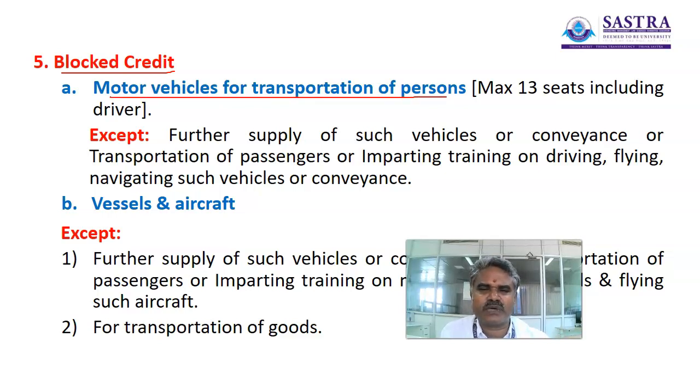Motor vehicle for transportation of persons, maximum 13 seaters including driver. You are running an institution or industry. In your industry, the administrative office is in one place and the site is in another place. For commuting between these two, you operate a van. The seating capacity of the van is more than 13 seats. Now you are not eligible to claim, including driver.